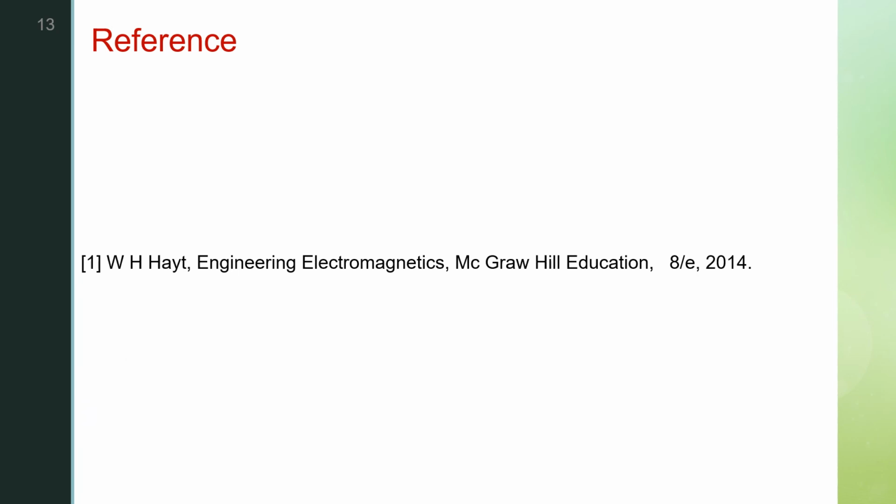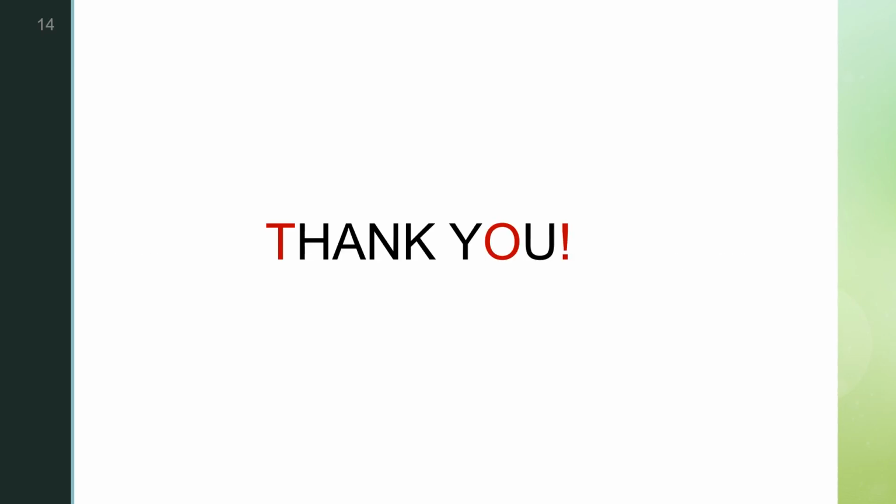For this particular lecture, I have referred to the textbook Engineering Electromagnetics authored by W.H. Hayt. You may also refer to the textbook authored by Matthew N.O. Sadiku. In this lecture, we learned about polarization of electromagnetic waves. Polarization of an electromagnetic wave is the orientation of the electric field vector at a fixed point in space. And it is of three types: linear polarization, circular polarization, and elliptical polarization.